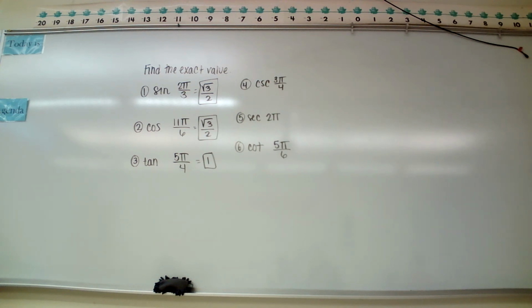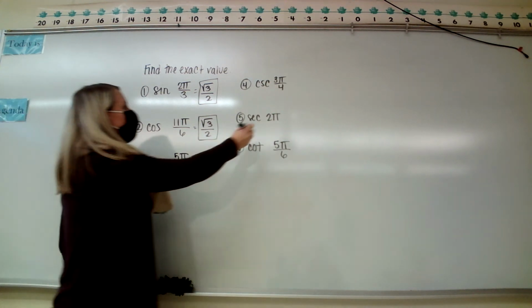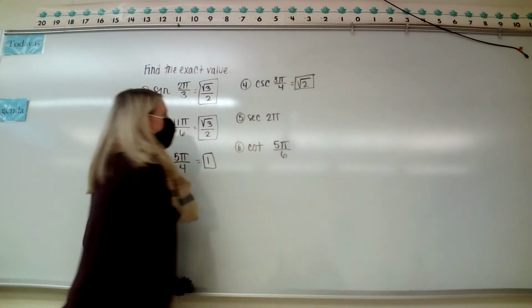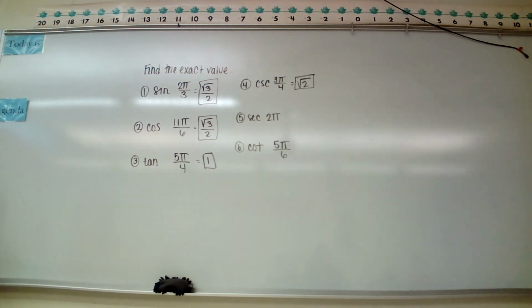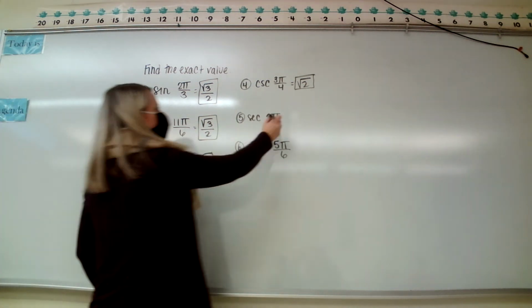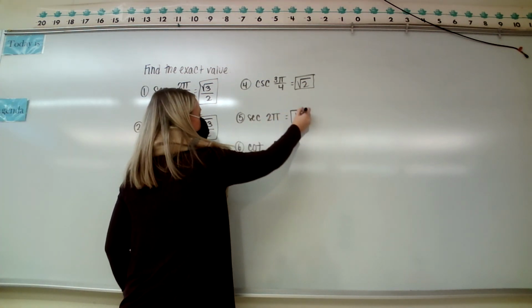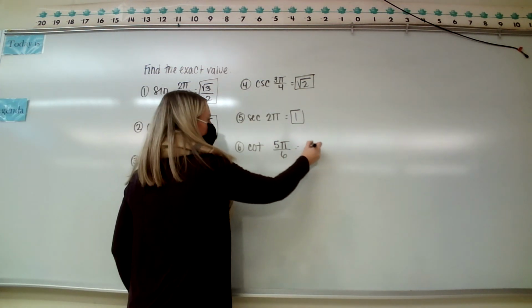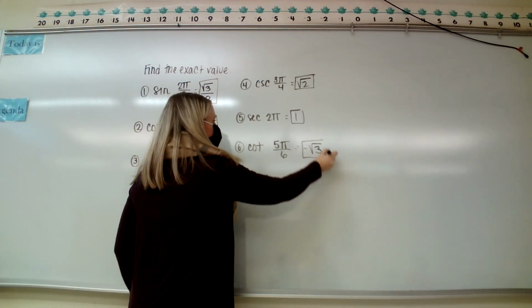Cosecant of 3 pi over 4. Where is it? I have square root of 2. Secant of 2 pi. I need to put one on these. Secant is also 1. Okay, so we see a lot of times we have the same answers. That's perfectly fine. And then cotangent of 5 pi over 6 is negative root 3. And we're done.